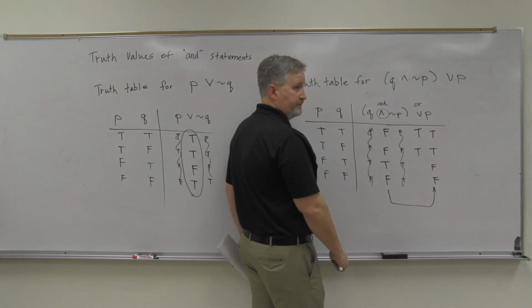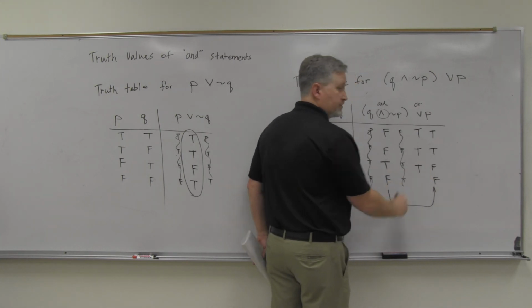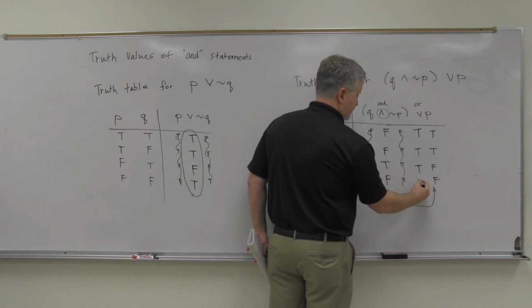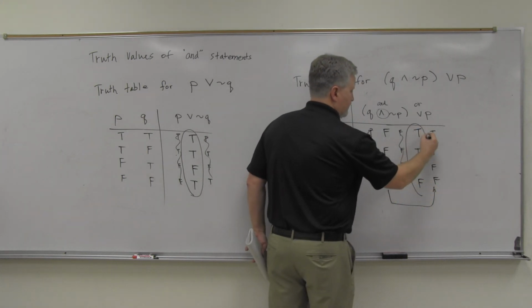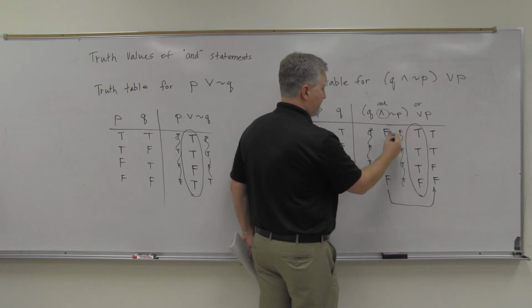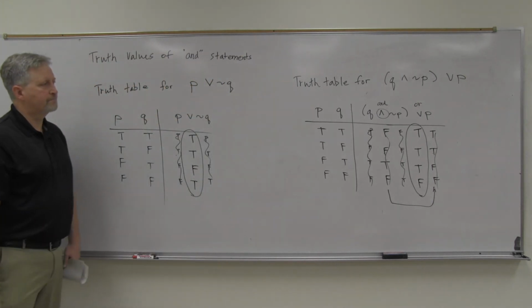So far so good? True or false? That's true. One of them's true, OR is true. And then the last one's false or false? That's false. And so this is really the only result that we need as the final answer. These others are used to help us work that. All right?